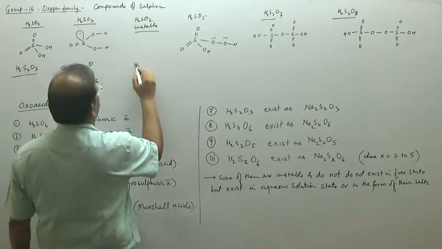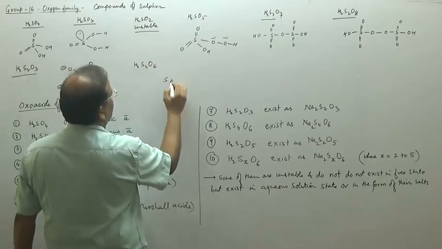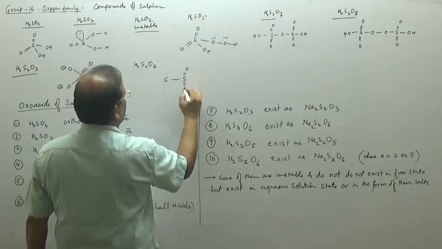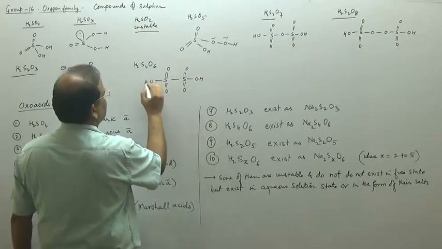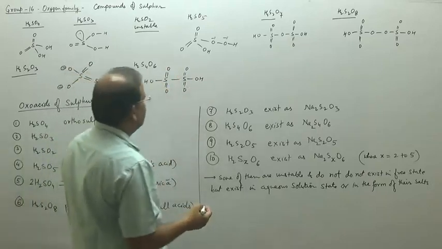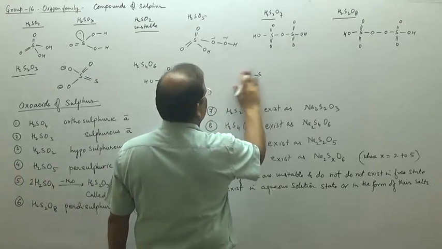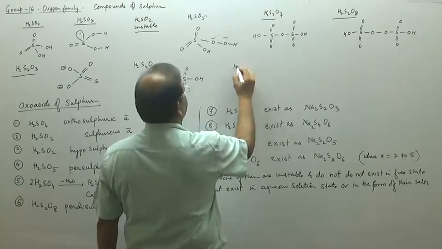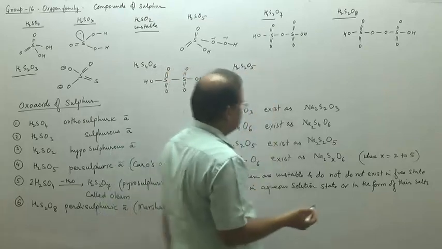Now if I have H2S4O6, then in that case I'll write that it is a sulfur-sulfur bond, and I'll get OH like this. So this is the structure of this. Then I'll write H2S2O5. So the sulfur, that is H2S2O5, is S2O5. So I'm going to write it like this.